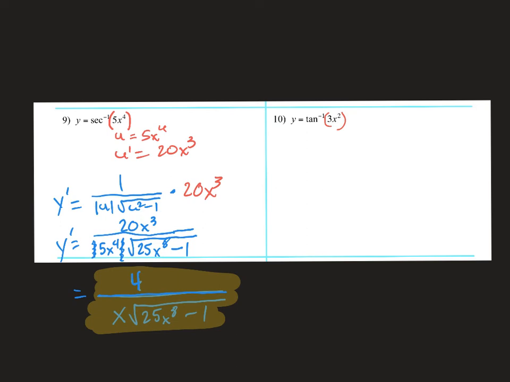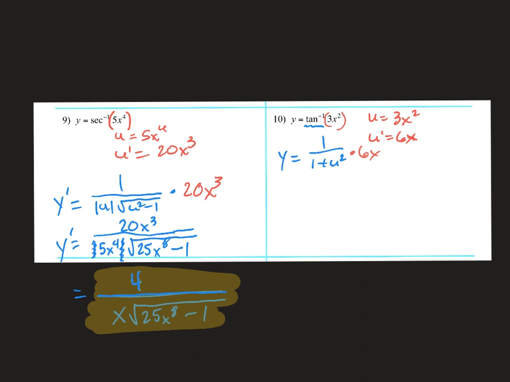All right, let's look over here at this tangent problem. Again, because these parentheses are here, I can say u equals 3x squared and u prime equals 6x. And then as I'm writing this derivative out, it's y equals 1 over 1 plus u squared. That's the formula for inverse tangent. And then we have to multiply that by the u prime, which is 6x.